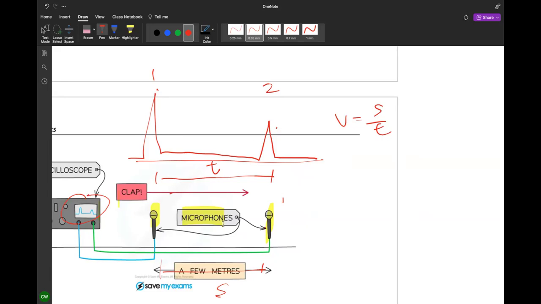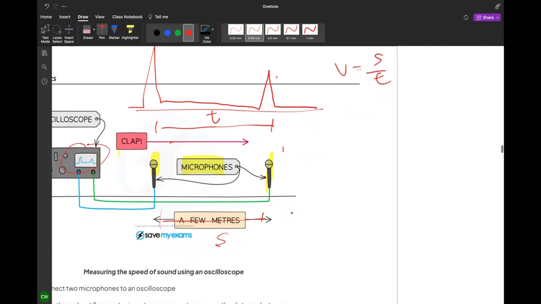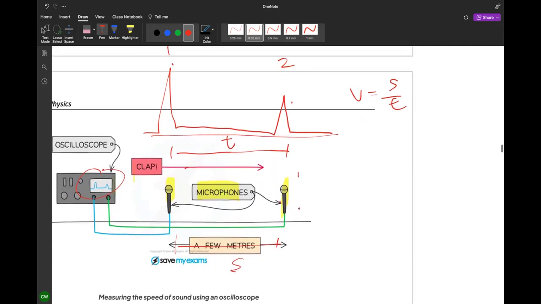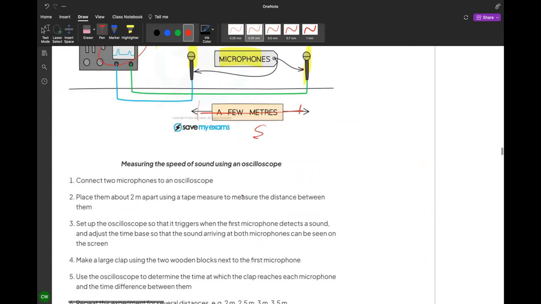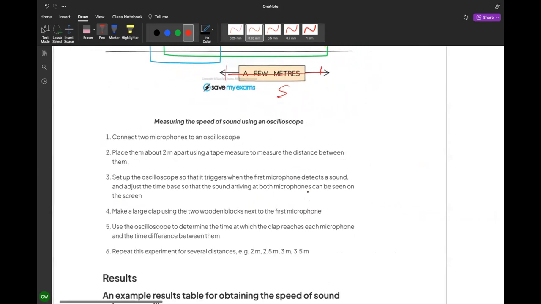A microphone can detect sound. That's why you can sing through the microphone. Okay, so a microphone is not just for singing. A microphone can also be used to measure the speed of sound.